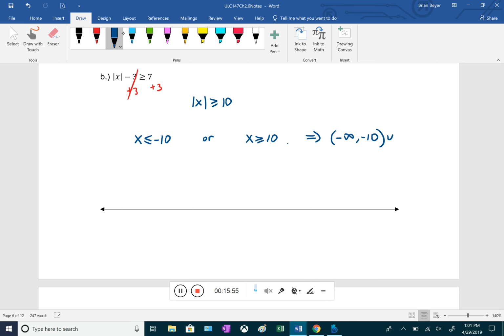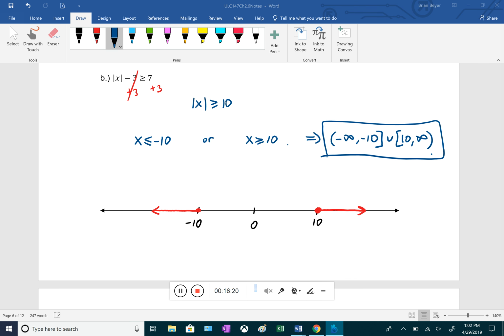And what we're going to do is use a U symbol for a union. And then we're going to say, I have to use a bracket here because we were including it. Union everything greater than or equal to 10. So that's going to be 10 to infinity. Okay, so those are the 2 intervals that we're combining to get our final answer. And then on the number line, it's everything less than negative 10 and everything greater than positive 10.